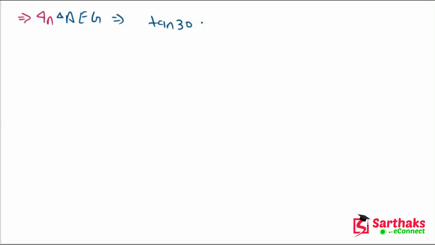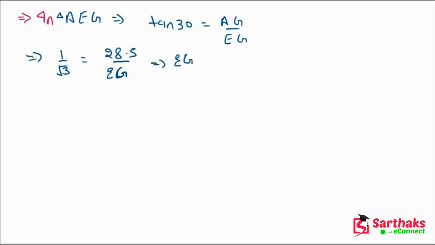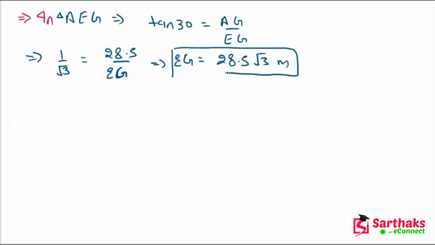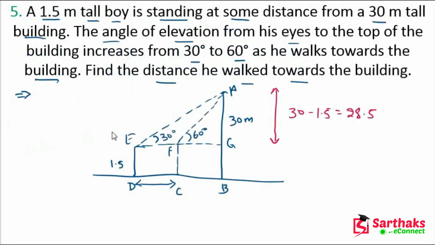tan 30 is equal to AG upon EG. Okay, what is the value of tan 30? 1 upon root 3. What is the value of AG? 28.5 and we have to find EG. So it will become 28.5 root 3 meter. This is EG. Okay, now we have to find FG.